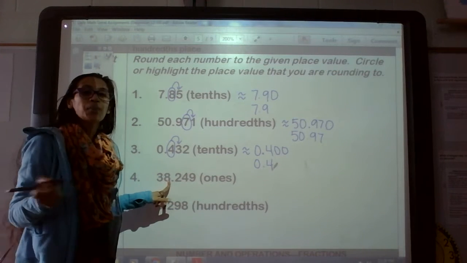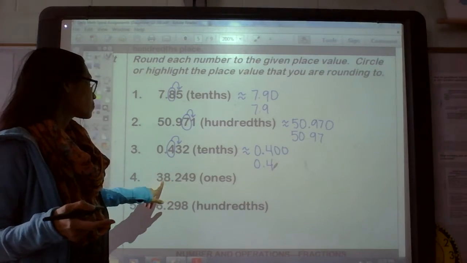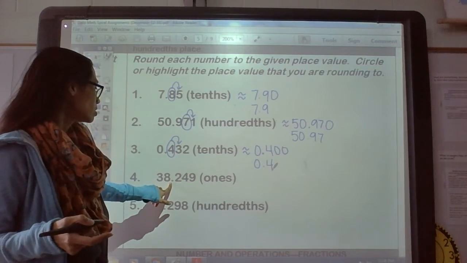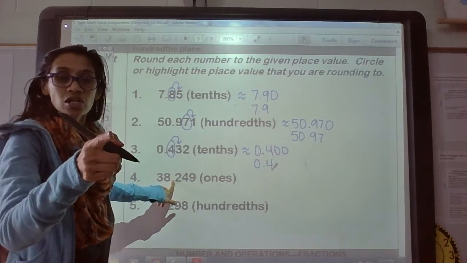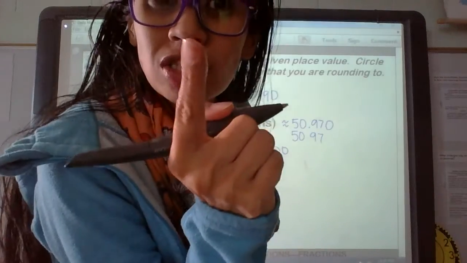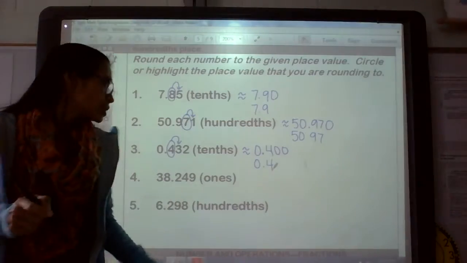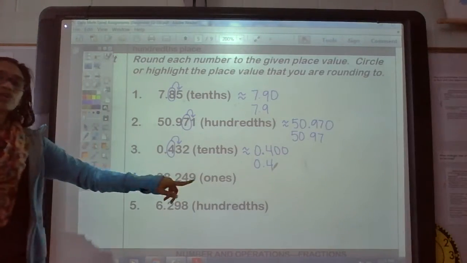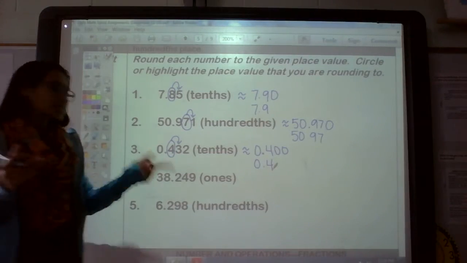Moving on to number 4. Please read that number with me. It says 38 and, remember that decimal? Don't say the P word. We say and. 38 and 249 thousandths.